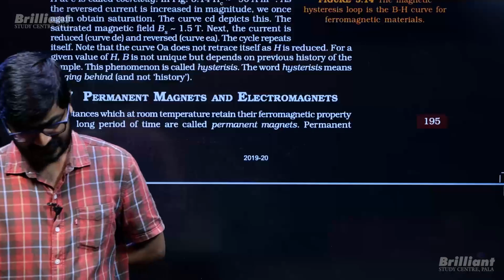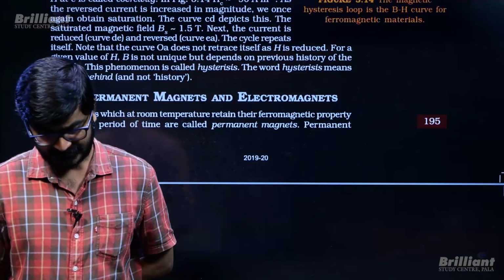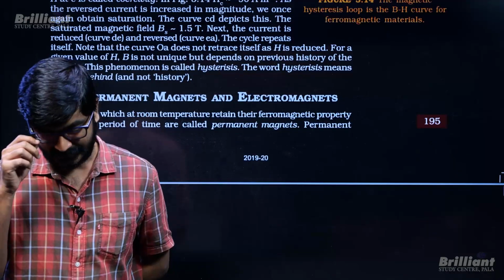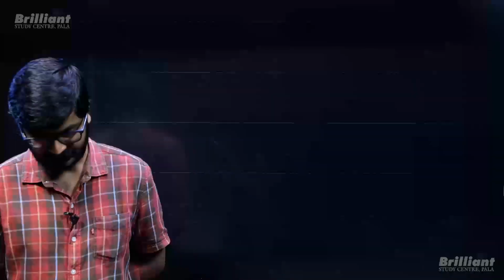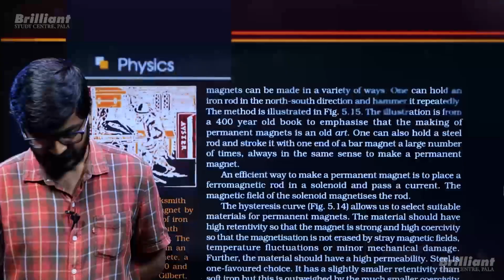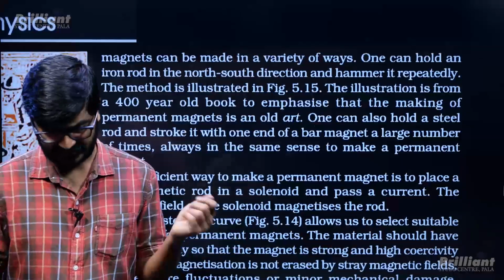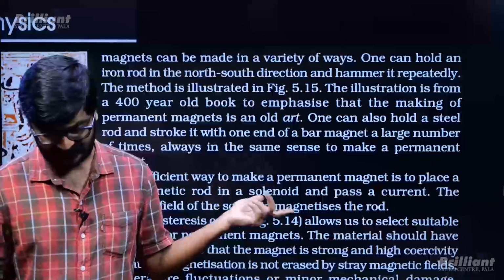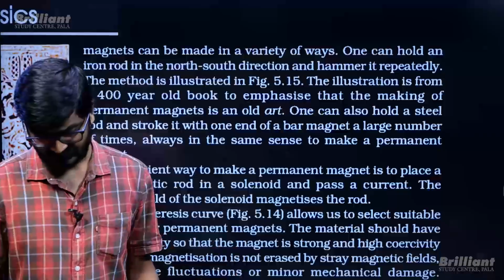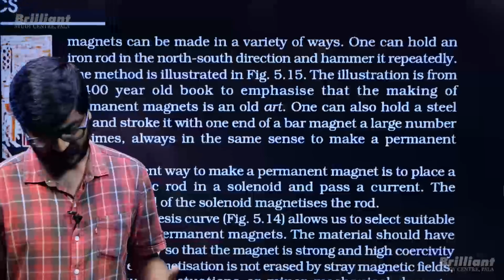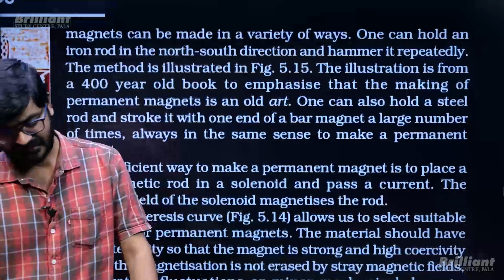Now permanent magnets and electromagnets, basically ferromagnetism extension only. Substances which at room temperature retain their ferromagnetic property for a long period of time are called permanent magnets. Permanent magnets can be made in a variety of ways. One can hold the iron rod in north-south direction and hammer it repeatedly. The method is illustrated in that figure. You can't see this figure here, probably you can refer to your NCERT. The illustration is from a 400-year-old book to emphasize that the making of permanent magnets is an old art.